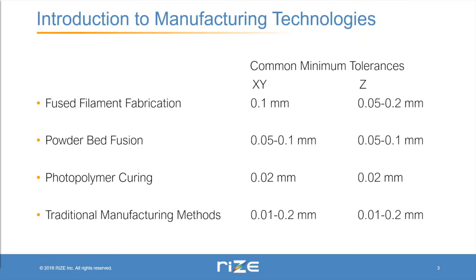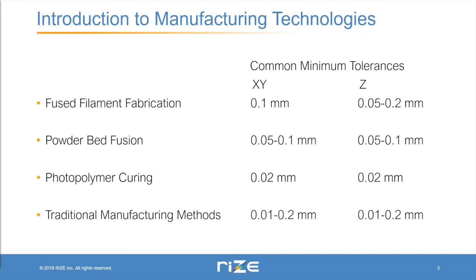Another method is photopolymer curing. This is when you use special resins that under UV light can cure from a liquid state into a solid. And because it can be applied to a build surface as a liquid, you can get very high resolution with this approach. And so you can have quite low tolerances if everything goes well.